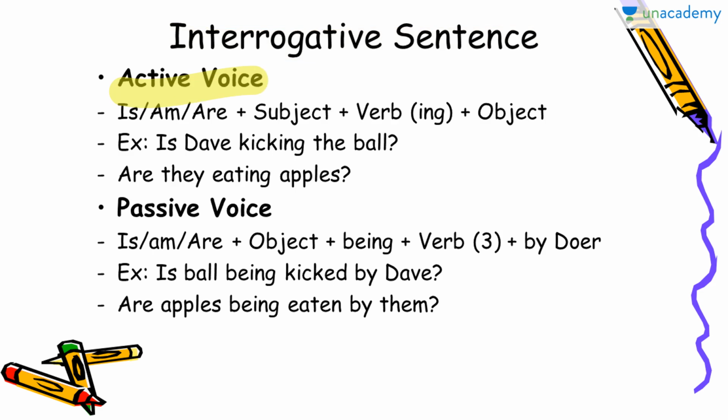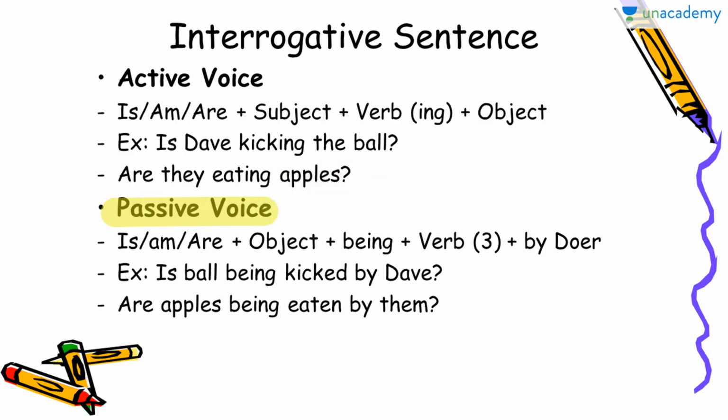In active voice, it will start with is, am, or are, then subject, then verb in ing form, and then object. For example, is Dave kicking the ball? Dave is singular, that's why we have used is. Kicking, ing form of kick, and the object. Again, another example. Are they eating apples? So, because subject is they, we have used are. Then eating, ing form of eat, and apples. What they are eating? The object is apples.